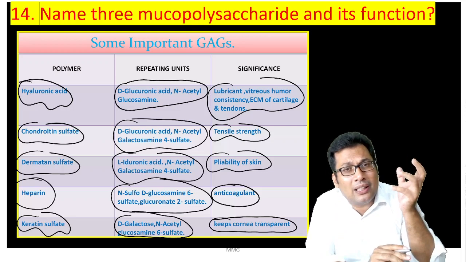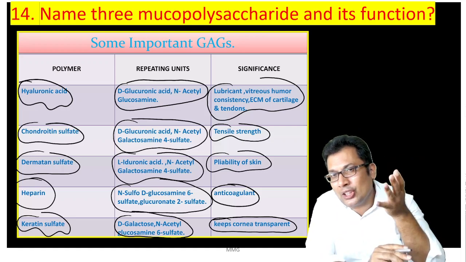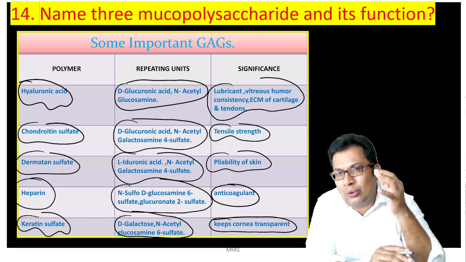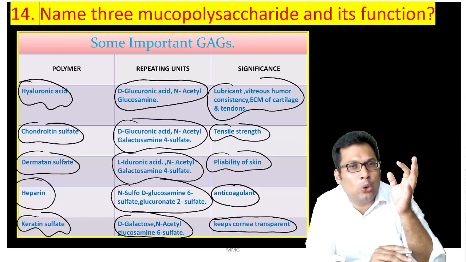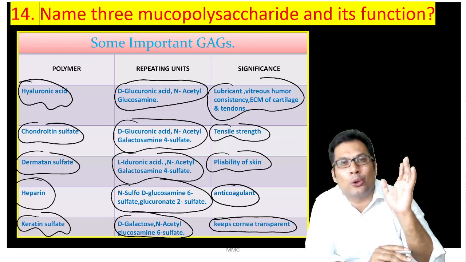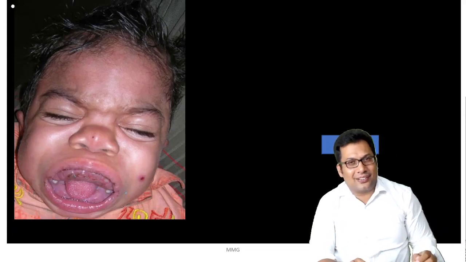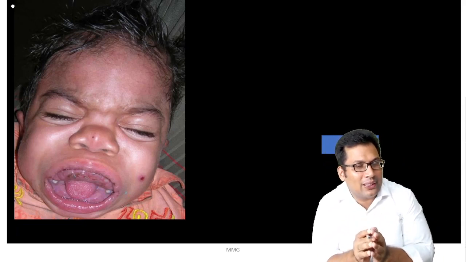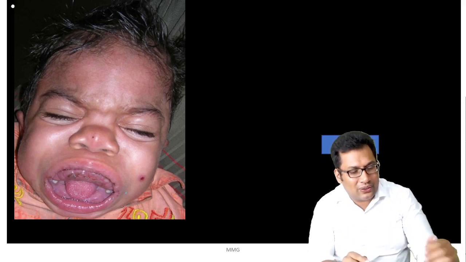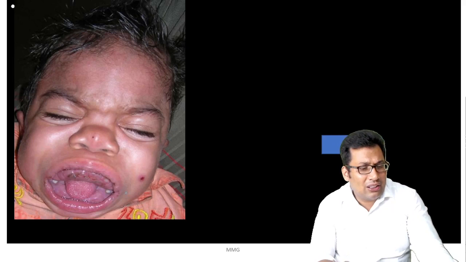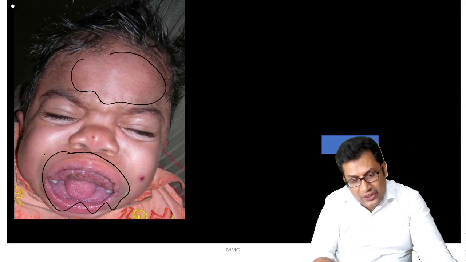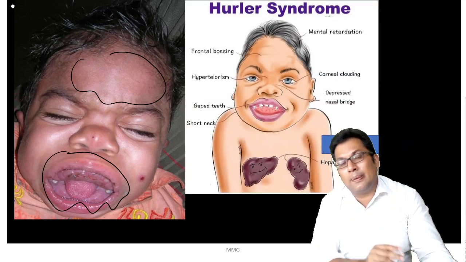What are mucopolysaccharidoses? Your answer should be Hunter syndrome, Hurler syndrome. There are many syndromes, and they are nothing but defective mucopolysaccharide synthesis and deposition. Can you look at this condition? There is a picture of a child suffering from mucopolysaccharidosis. You can see the frontal bossing and the hypertrophy of the gingiva. All this goes in favor of Hurler syndrome. So what is Hurler syndrome?